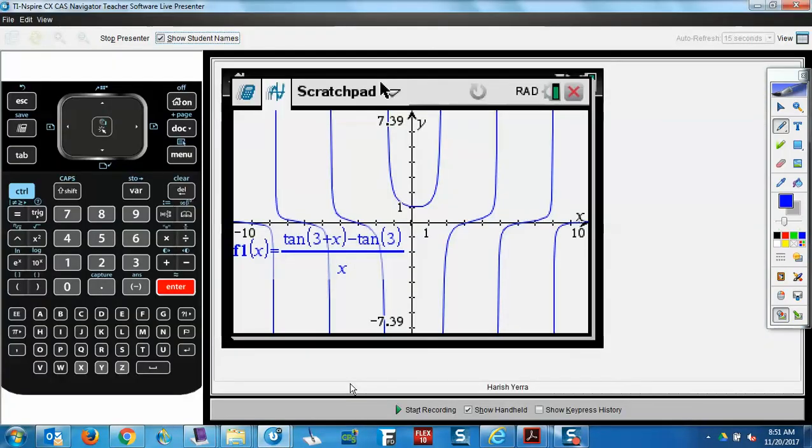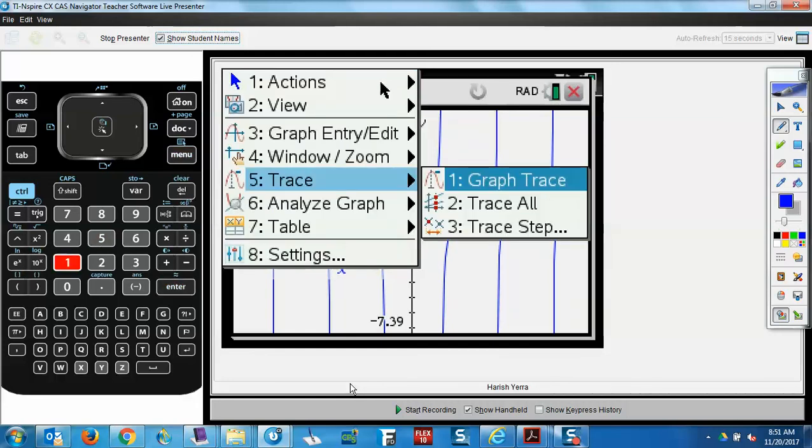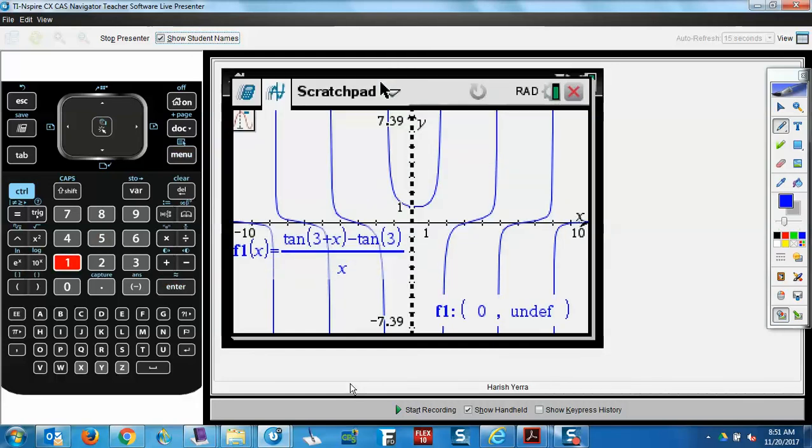If he traces at 0 right now, we're going to get undefined right there. But if he goes to the left just a little, and to the right just a little, what does it look like it's approaching? What does it look like the cars are meeting at? Looks like the cars are meeting at 1. There's a hole there. The one on the left and the one on the right look like they're meeting at 1.